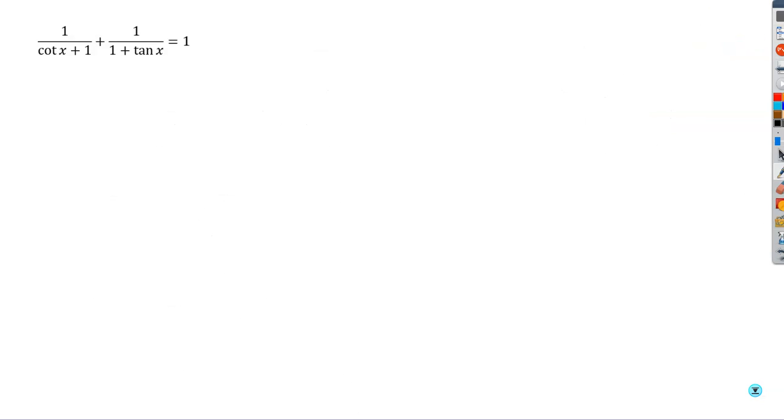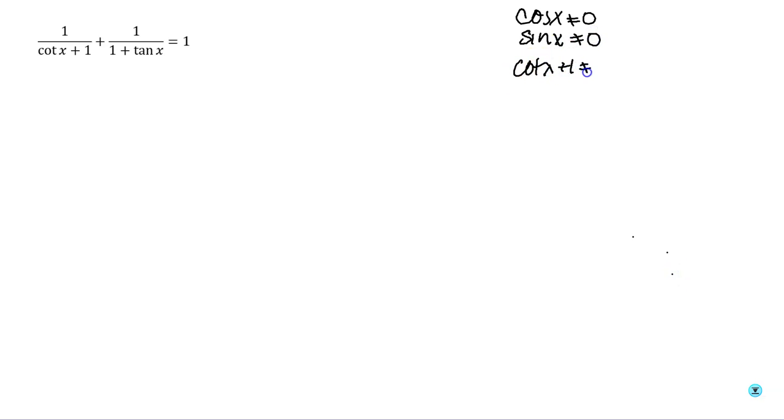Okay, last two. And this guy, let's talk about domain restrictions. Tangent shows up, so cos is out, being 0. Cotangent shows up, which is a sine in the denominator, so that's out. And then I have some denominators. So I need to set cotangent plus 1 equal to 0. I need to set tangent plus 1 equal to 0, or solve for when it isn't. So this would mean I can't have any place where cotangent's angle would be -1, and I can't have any place where tangent's angle would be -1.